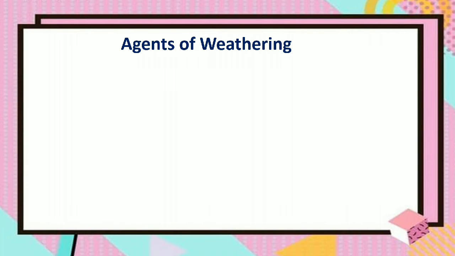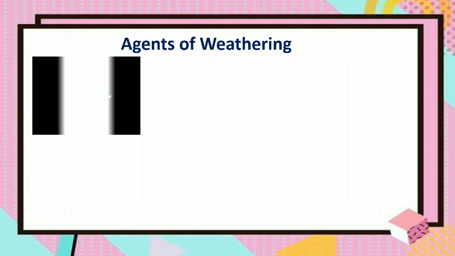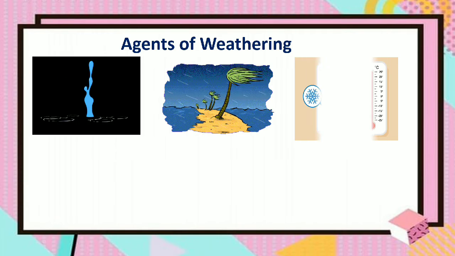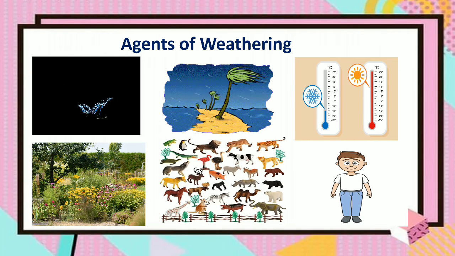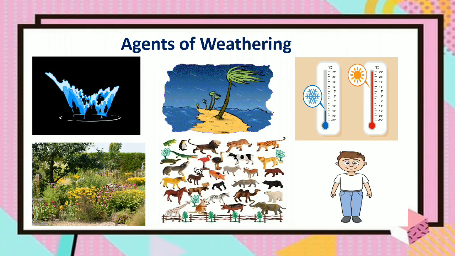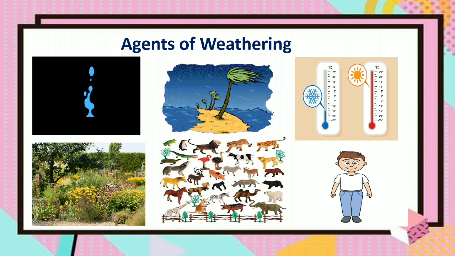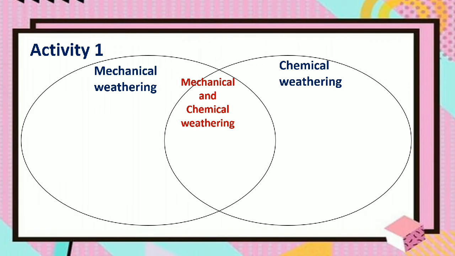There are agents of weathering. First is water, then wind, temperature, plants, animals, and humans. So they are the agents of weathering. Let's have an activity. Using this Venn diagram, compare and contrast mechanical and chemical weathering.